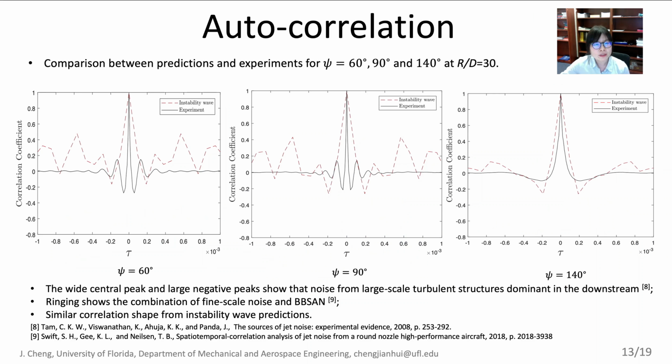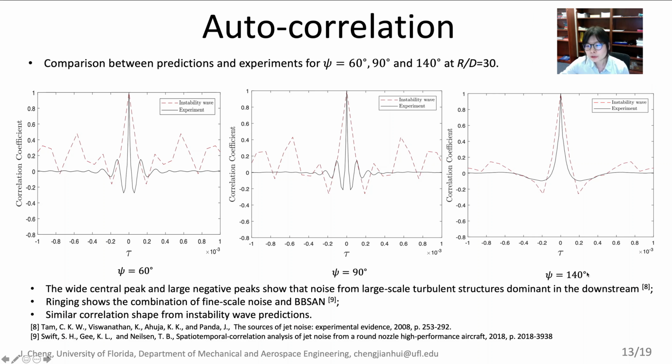Next, we turn to the statistical analysis. Firstly, we show the autocorrelation at 60 degrees, 90 degrees, and 140 degrees at x/D equals 30. The solid black line is from experiments, the dashed line is from our predictions.